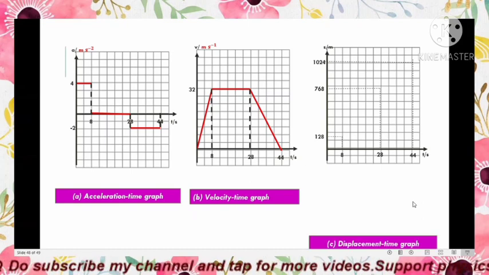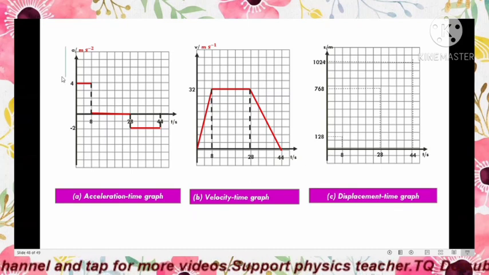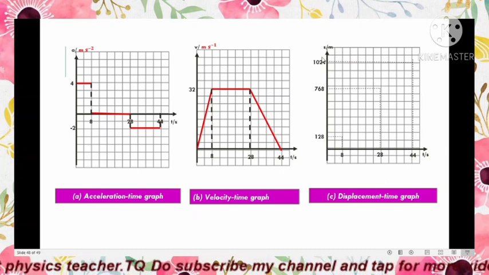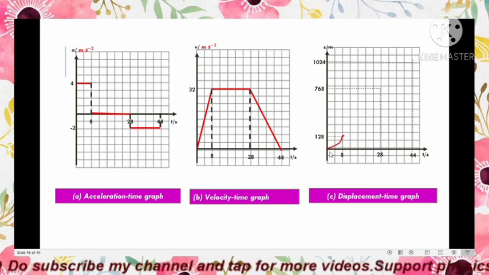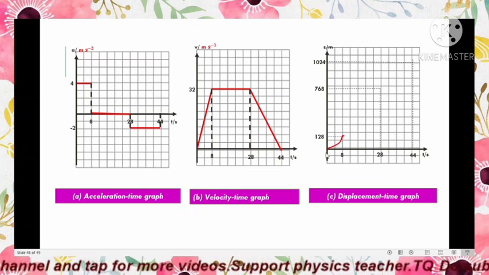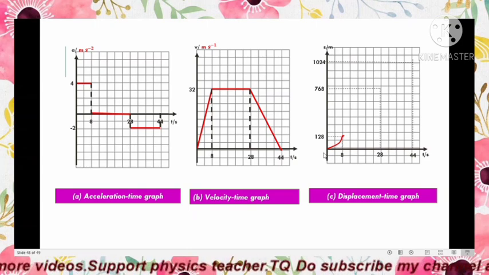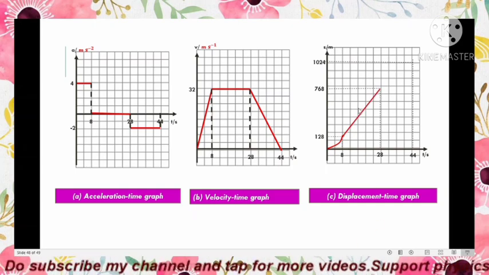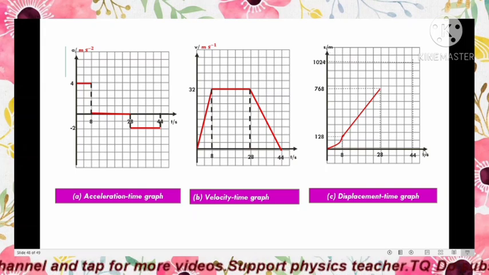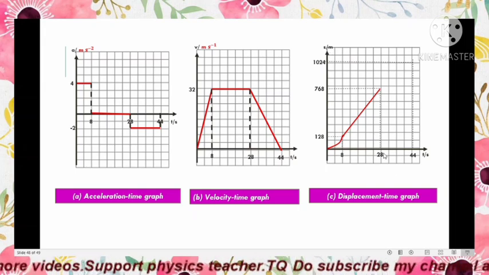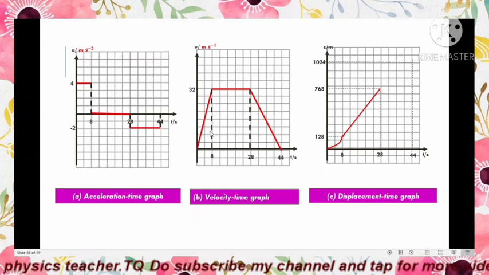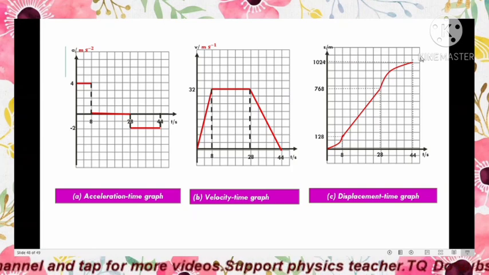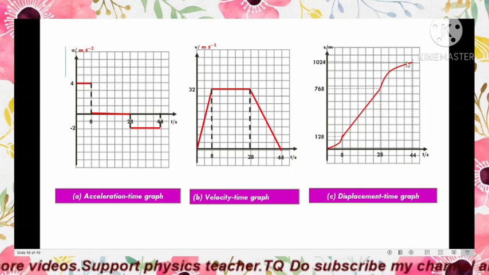Okay. For the displacement time graph, 0 to 8 is uniform acceleration, so the graph must be curved for displacement against time. This is the curved graph showing the gradient increases, or accelerates. 8 to 28, uniform velocity, so the graph will be a straight line, because for s against t, the gradient equals velocity. 28 to 44, decelerate. So the gradient decreases, and the graph must be curved upwards. Okay, so we get this graph.